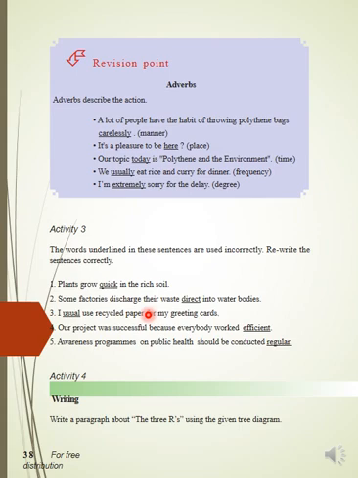Our project was successful because everybody worked efficiently. Efficiently is a manner. We can take it for degree also. How far the workers work in the project, we can say it efficiently. Then how to write it? With the ly, we had to write again: our project was successful because everybody worked efficiently.